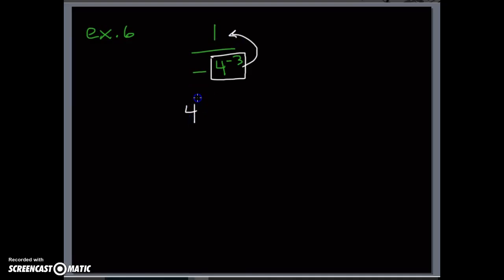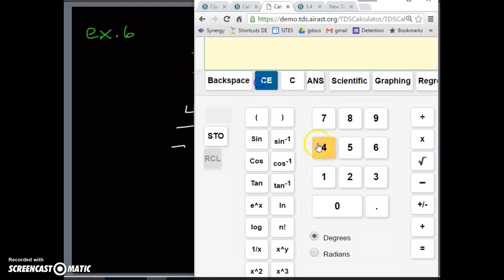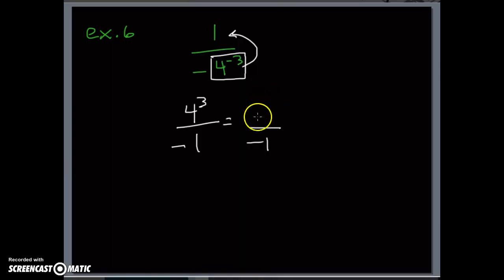Now I have 4 to the 3rd power over, I can replace what I moved with a 1, and that negative remains in the denominator. Now I can go ahead and simplify this by taking 4 to the 3rd power and then dividing my answer by a negative 1. 4 to the 3rd power is 64, and 64 divided by a negative 1 is a negative 64.